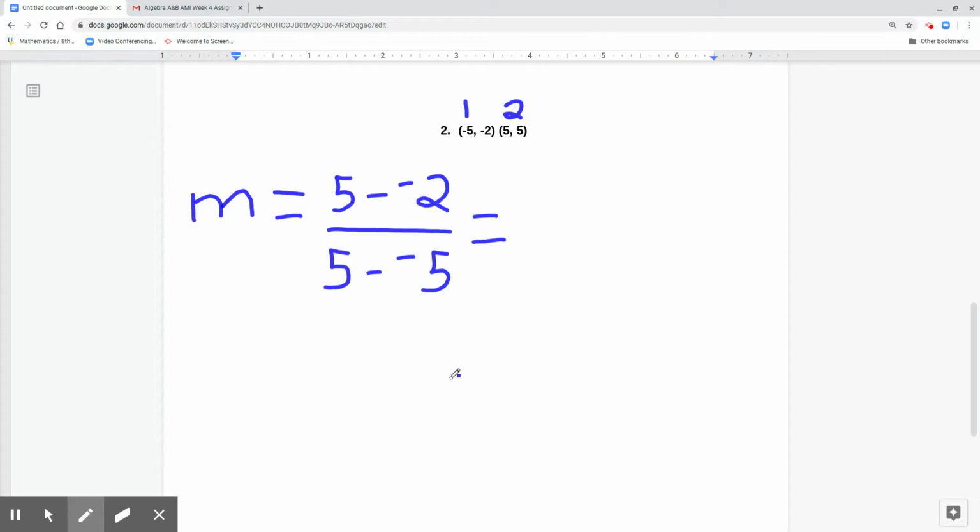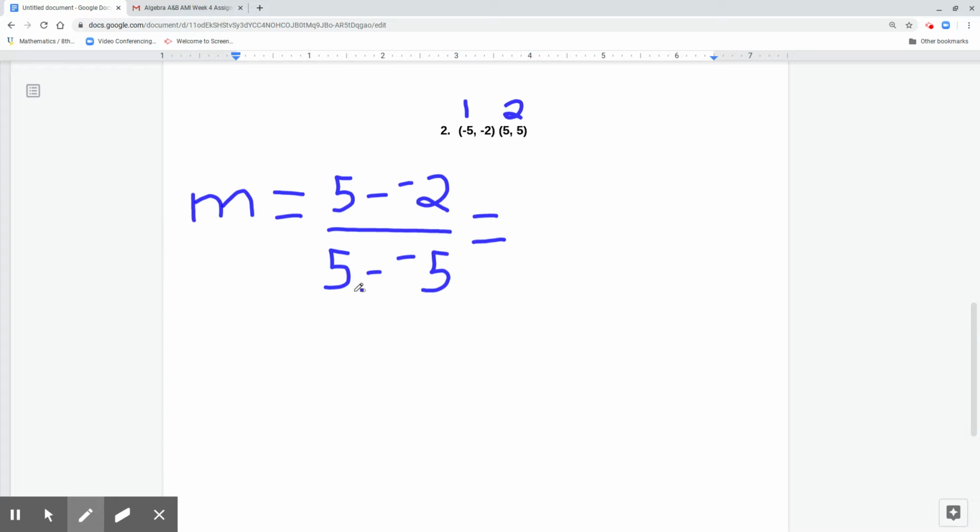Okay, guys, so I've numbered my points and I have set up the formula. So let's take a look at what that's going to be. I have the point -5, -2 as point 1, and I have 5, 5 as point 2. So when we have our formula, remember the numerator will be y2 minus y1. So that's going to be the y value of point 2 minus the y value of point 1. So we have 5 minus -2.